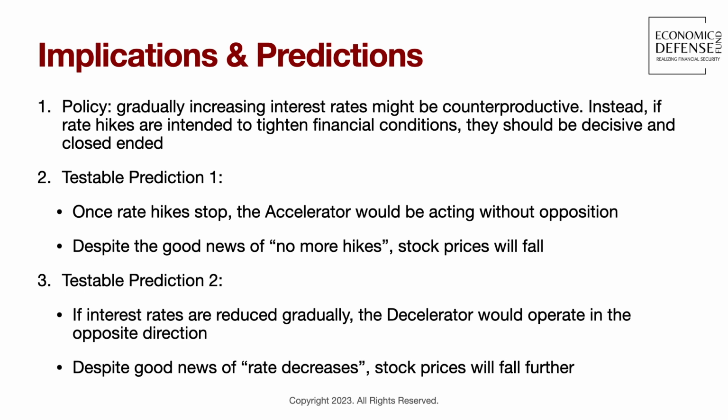The third implication is another testable prediction, where if interest rates are reduced gradually, the decelerator would operate in the opposite direction. And then, despite the good news of rate decreases, stock prices will fall further.